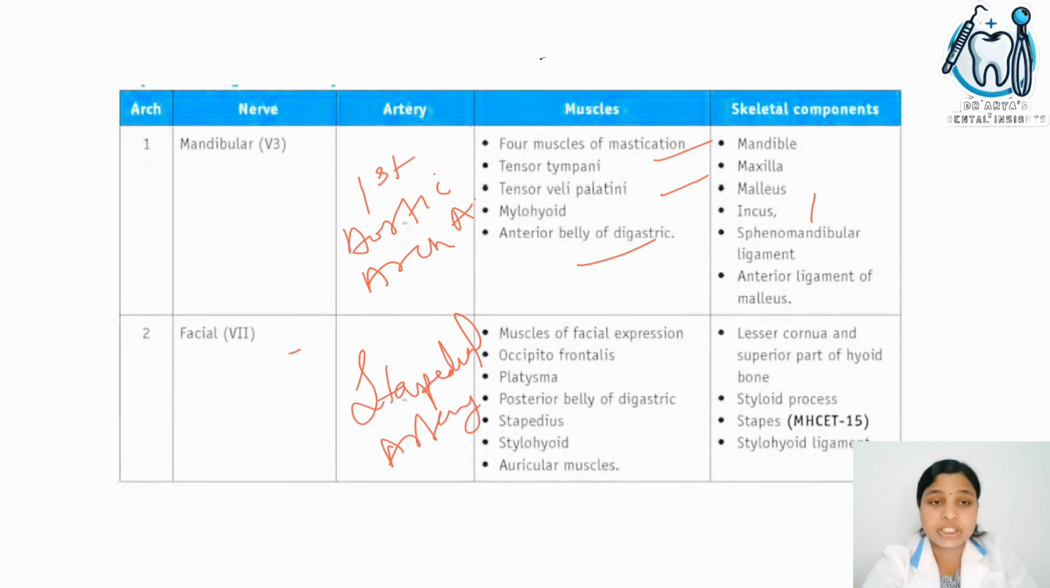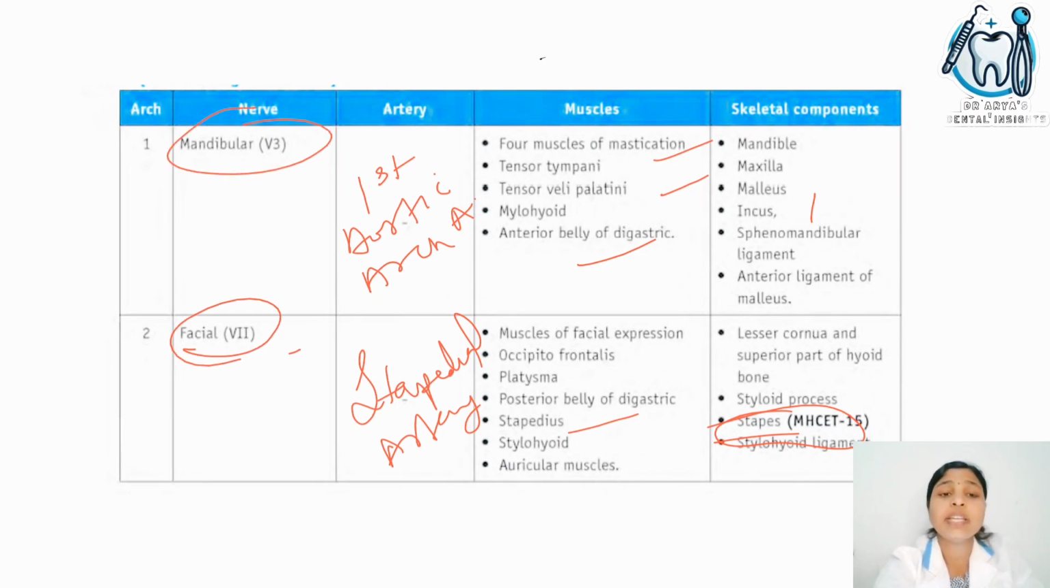Then next one is the facial nerve, that is the nerve of second arch. It is supplied by the stapedial artery, and supplies various muscles of facial expression, occipitofrontalis, platysma, posterior belly of digastric, stapedius, stylohyoid, auricular muscles. And the skeletal components are lesser cornu and superior part of hyoid bone, styloid process, stapes and stylohyoid ligament. So this is by facial nerve, and the first arch by mandibular.